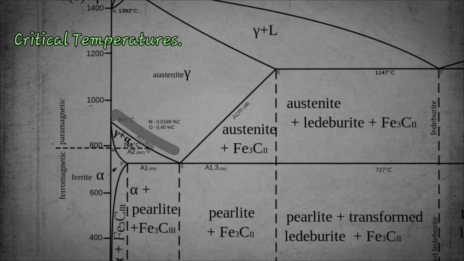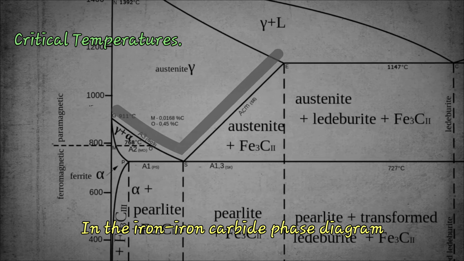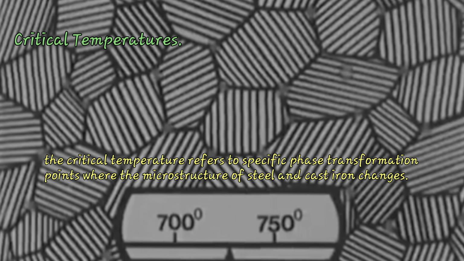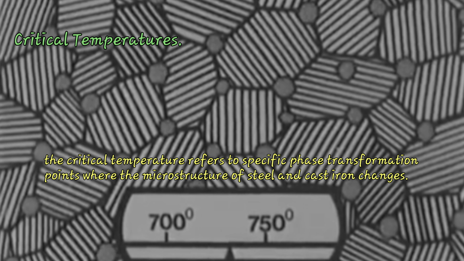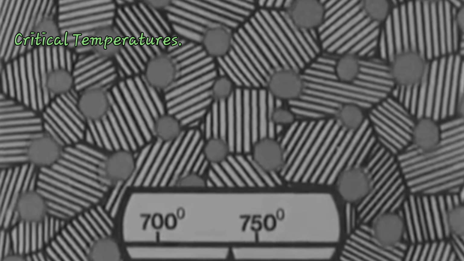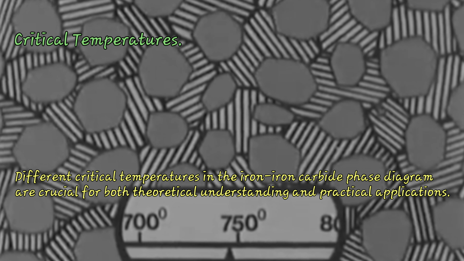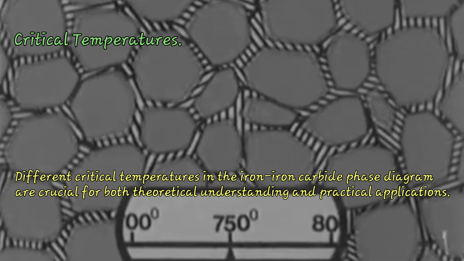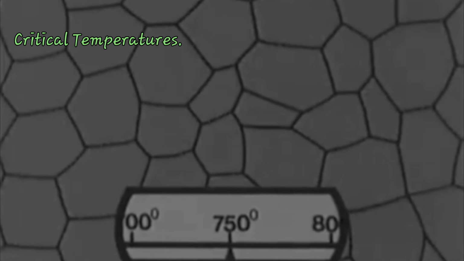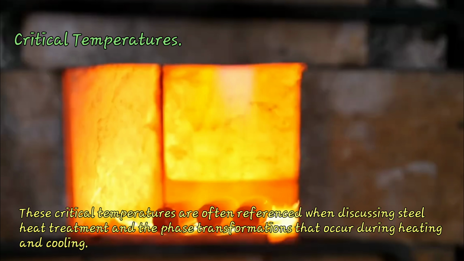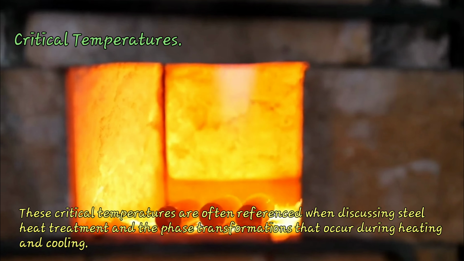Critical temperatures. In the Iron-Iron Carbide phase diagram, the critical temperature refers to specific phase transformation points where the microstructure of steel and cast iron changes. Different critical temperatures in the Iron-Iron Carbide phase diagram are crucial for both theoretical understanding and practical applications. These critical temperatures are often referenced when discussing steel heat treatment and the phase transformations that occur during heating and cooling.